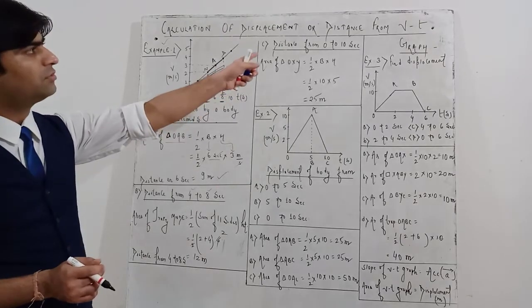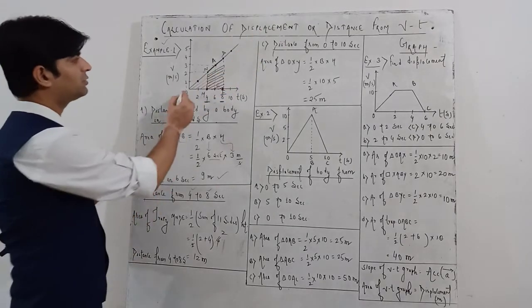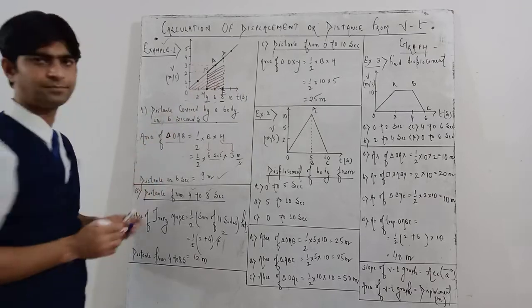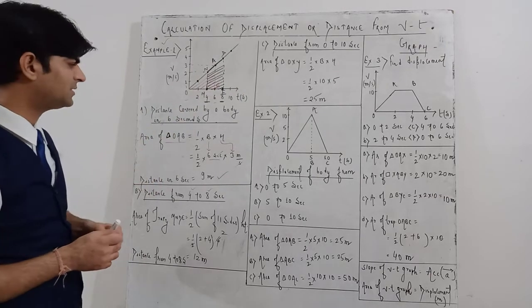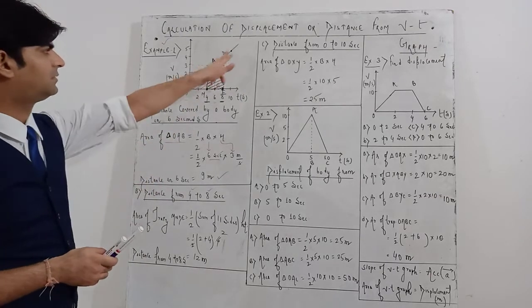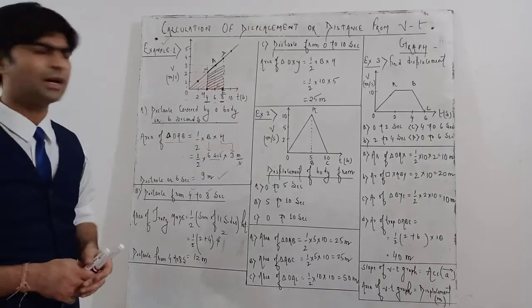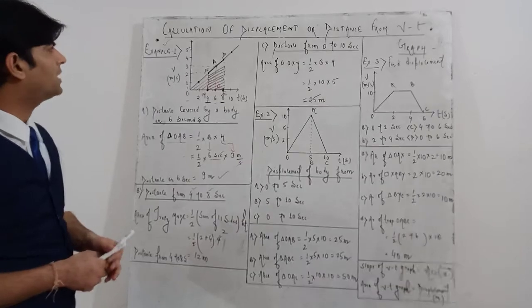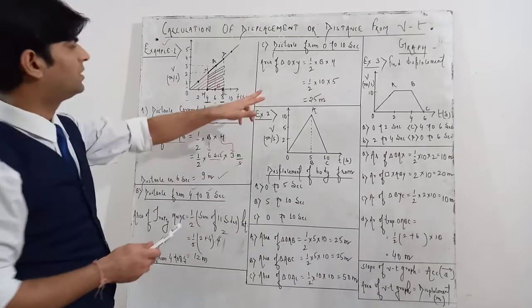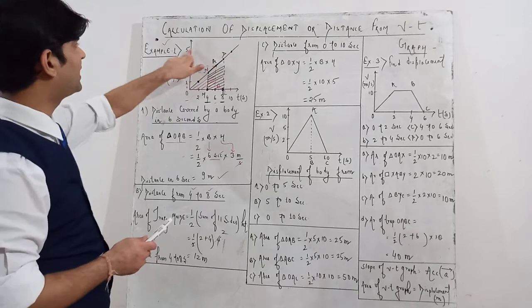Okay, next coming to 0 to 10 seconds. Now 0 to 10 seconds means this complete graph. So again you have to calculate half of base into height. Here we are getting this height to be 5 meters.